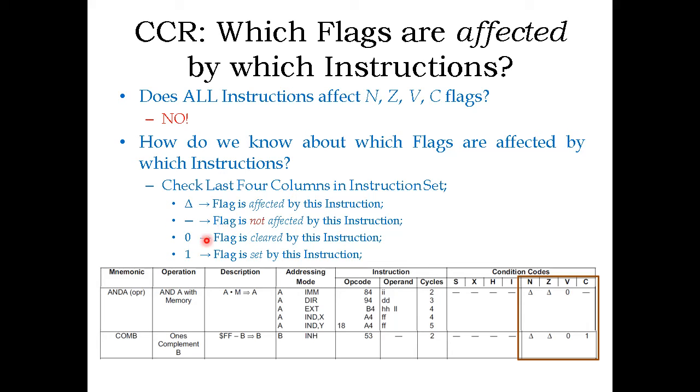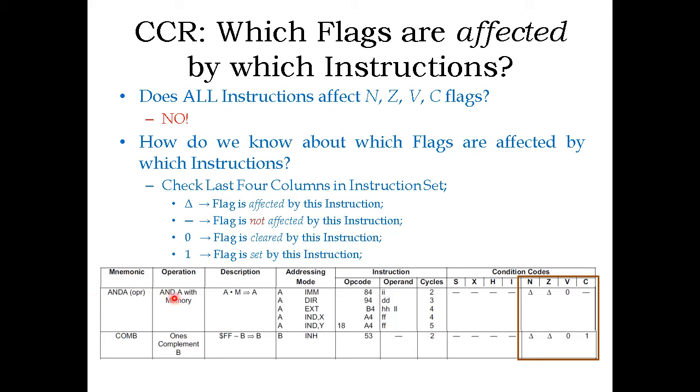If there is a 0, that means this flag is cleared by this instruction no matter what the outcome of the instruction is, because some instructions always make it 0 no matter what the output is. And same here: if the flag is 1, that means no matter what happens, this flag is always set by the instruction. For an example, we have an instruction here, AND A.